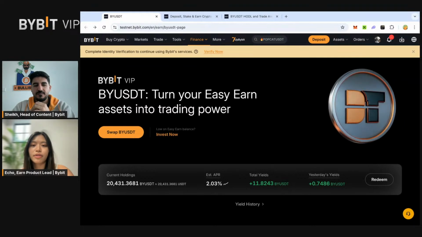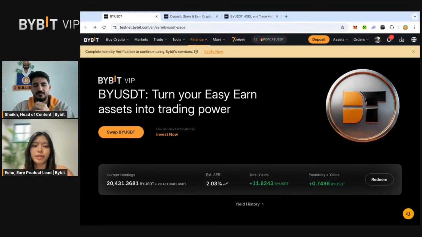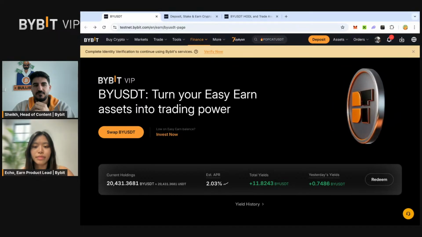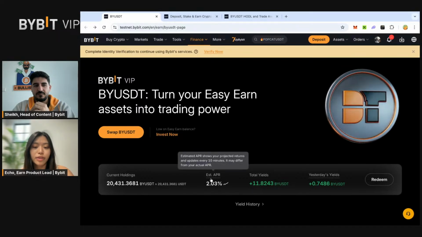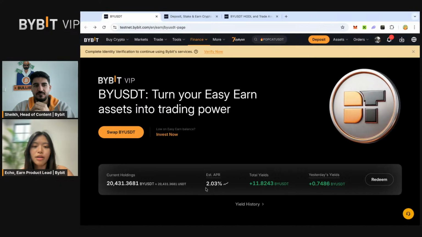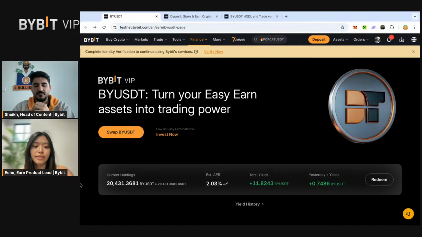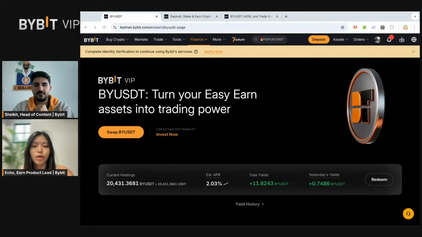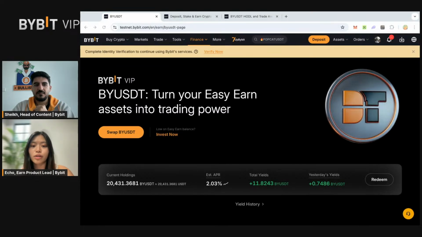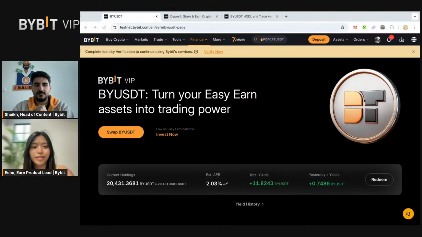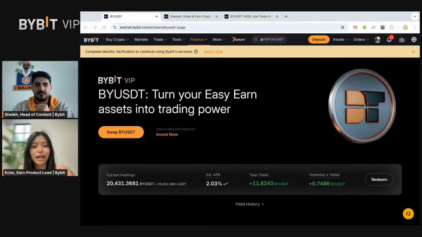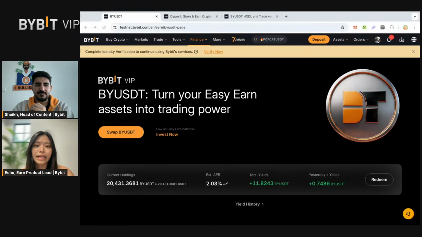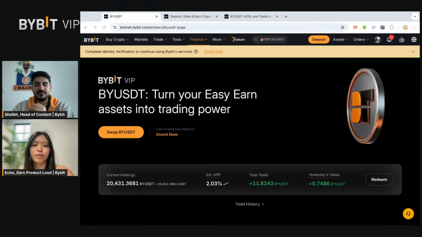Then whenever you see the chance, you open your position immediately. You don't need to redeem again, and you can still enjoy the APR from Easy Earn. That's how you can use BYUSDT as a tool for either earning or trading. It's our first try at combining earning and trading within the Bybit platform.